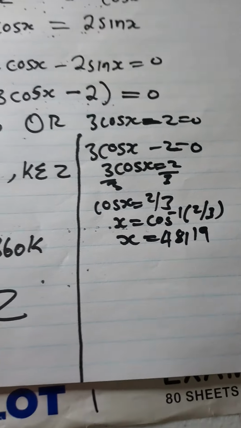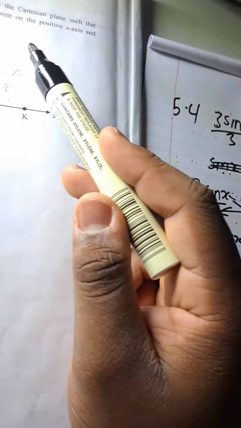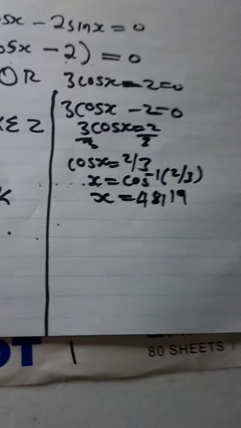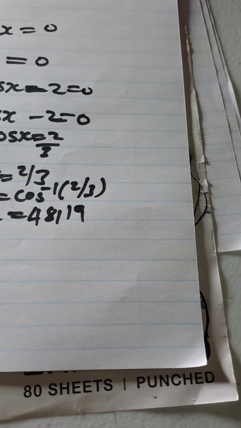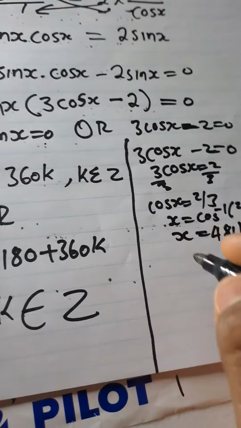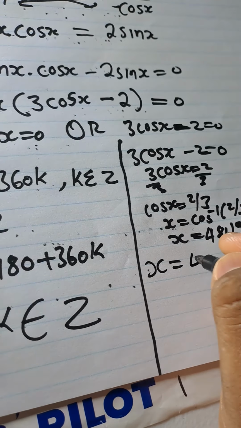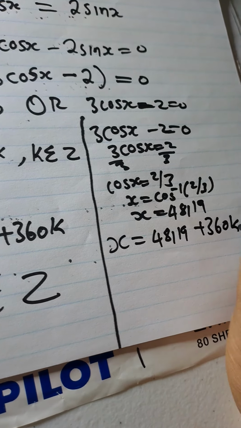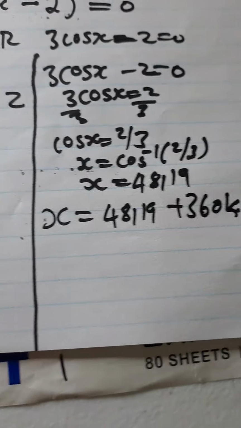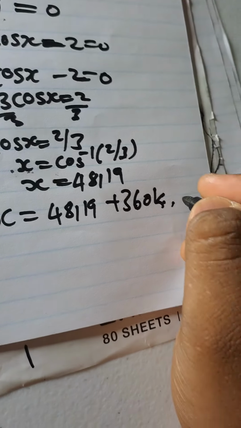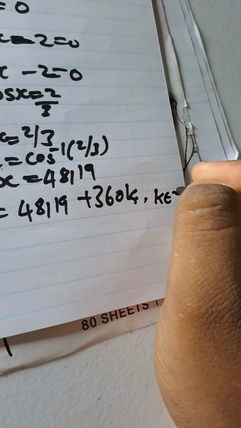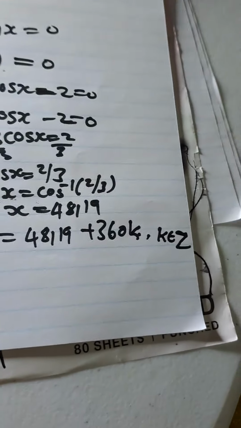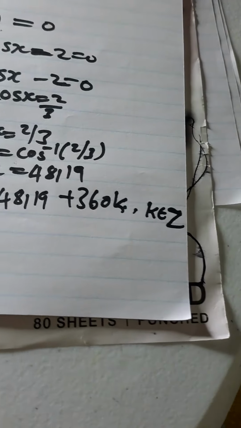48,19. So now I'm going to check where cos is positive. Cos is positive in the first and the fourth quadrant. So what am I going to do? For the first one, I'm going to say x is equal to 48,19 plus 360k. I am done. Then k is an element of real numbers. This thing has a mark, guys, don't underestimate it.